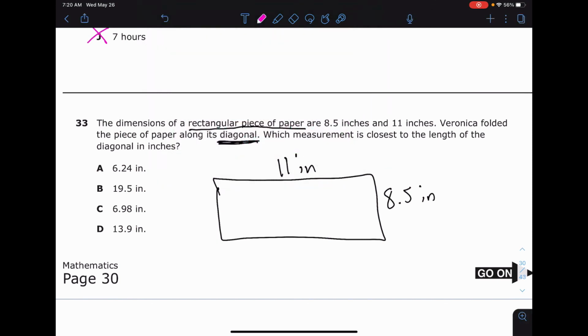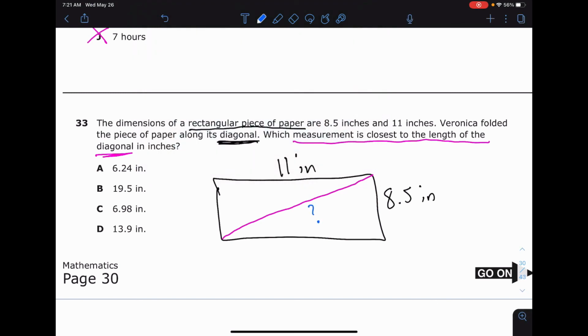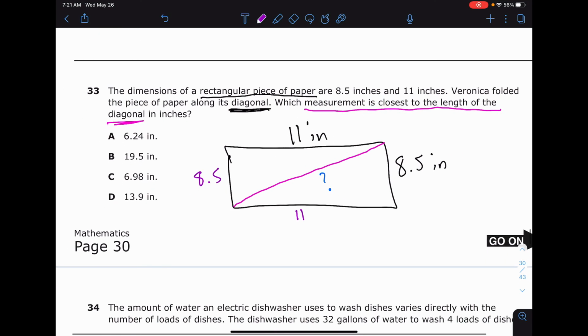Diagonal is like this. Eso es diagonal. The question asks, what is the measurement, medida, of the diagonal? So they're looking for this piece. Están buscando this length. So remember, the sides are the same for a rectangle. So this is 8.5 and this is 11. This is another Pythagorean theorem. Esa es otra.